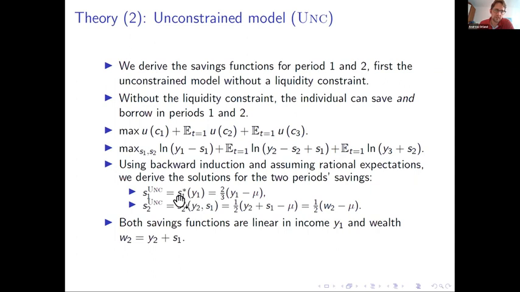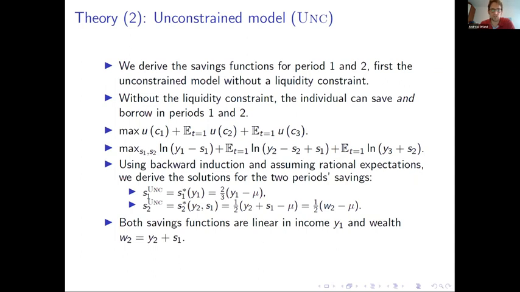In the first period, S1 depends only on your income, or should depend on your income, and you have a linear function. I will show you later on how those look when you plot graphs. And in the second period, it's also linear in income, but there's also entering the savings decision you took before. So your saving decision depends on wealth, which we call W2.